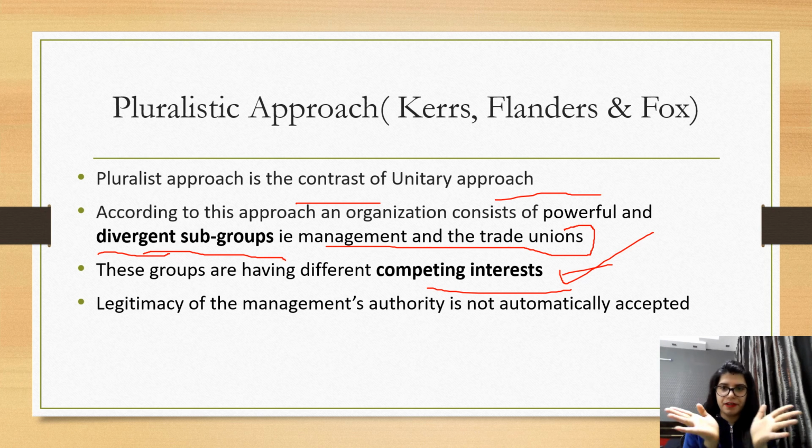They go on different sides. Okay. Right. And actually also, yes, management have different interests, trade unions have different interests. Right. Management को क्या चाहिए कि हम कम से कम wages दें, we should pay less wages and get more production. And what trade union wants? That they should get more wages, right? So that is why divergent interests, divergent subgroups, competing interests, right?